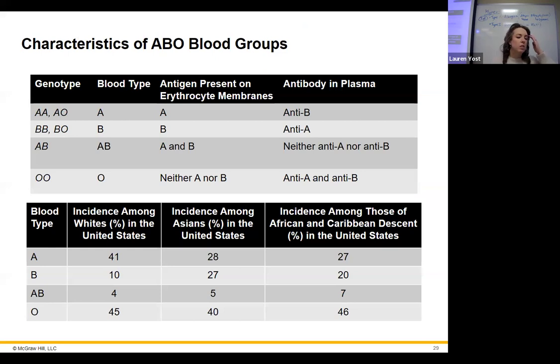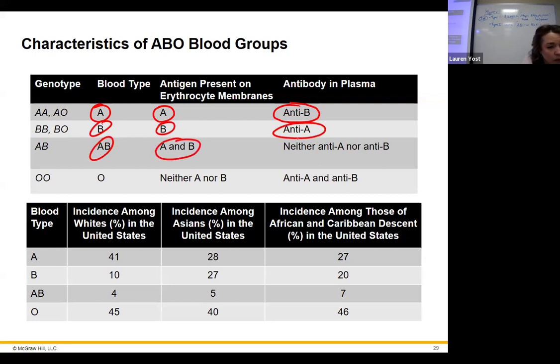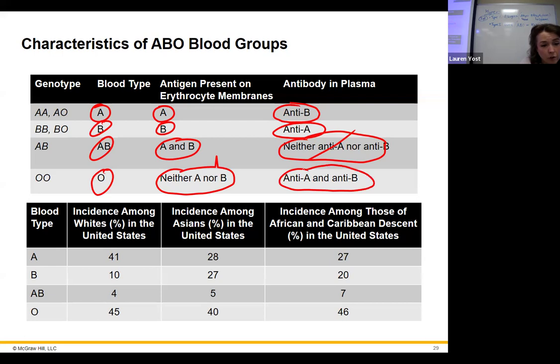That'll break down. This is a better chart than what I was trying to draw out. If you are an A blood type, you have A on your surface, so you automatically are going to see B as foreign. So you are anti-B. Same thing for the B: B on the surface, you are going to see A as foreign. You're AB, you have A and B on your surface. Neither of those are foreign to you, so you don't have any antibodies against any of that. It's all good to you. You're O, you have neither A nor B, so both of those are foreign to you. You have antibodies to both of those.